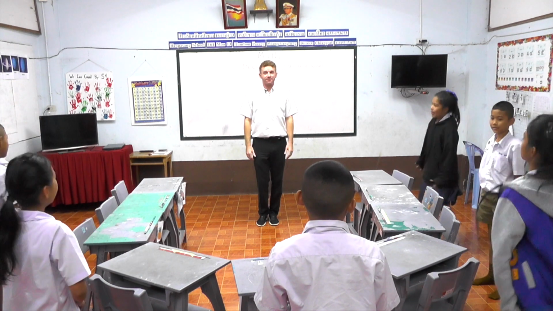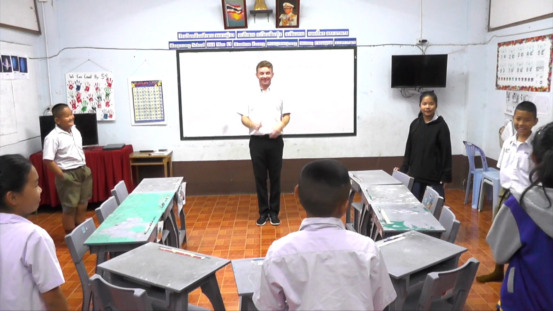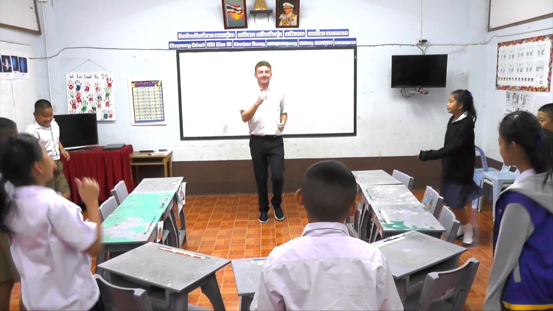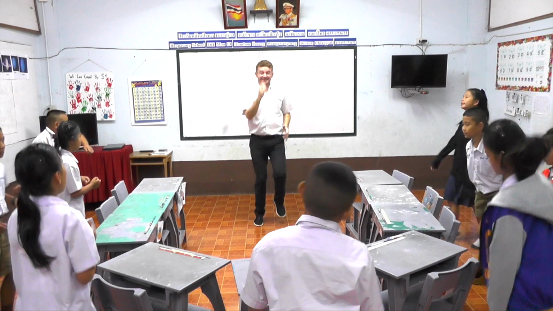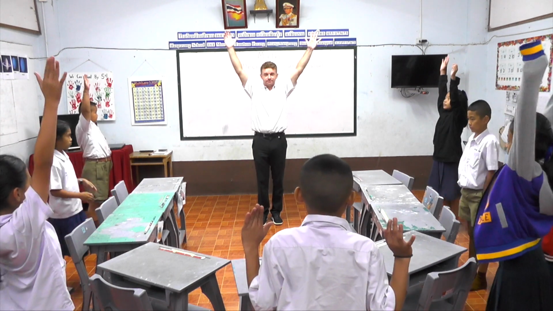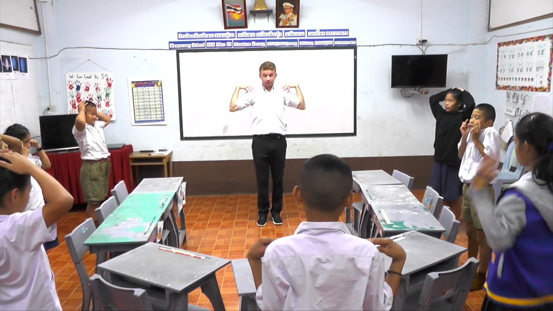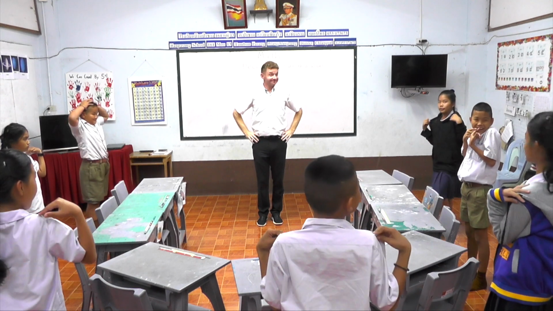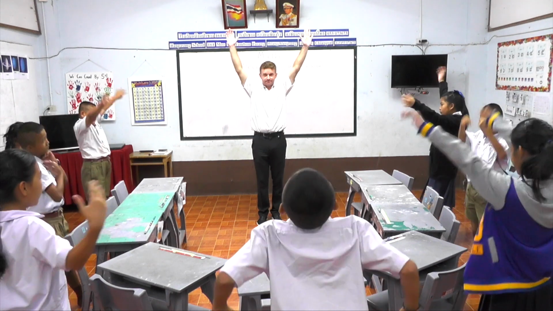Teacher says, stop. Jogging on the spot. Teacher says, jogging on the spot. Teacher says, quickly. Teacher says, stop. Teacher says, arms in the air. Teacher says, arms on head. Teacher says, touch your shoulders. Hands on hips. Teacher says, arms in the air. Arms down.